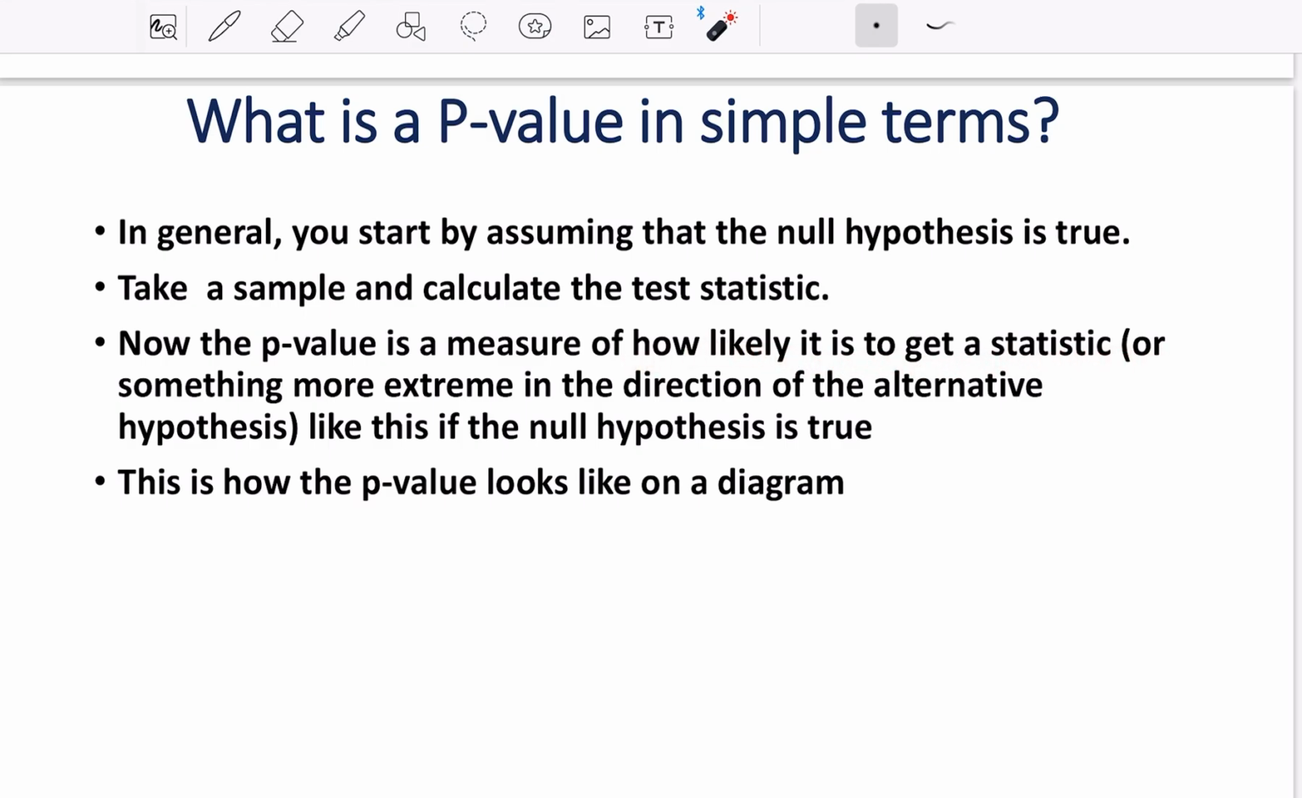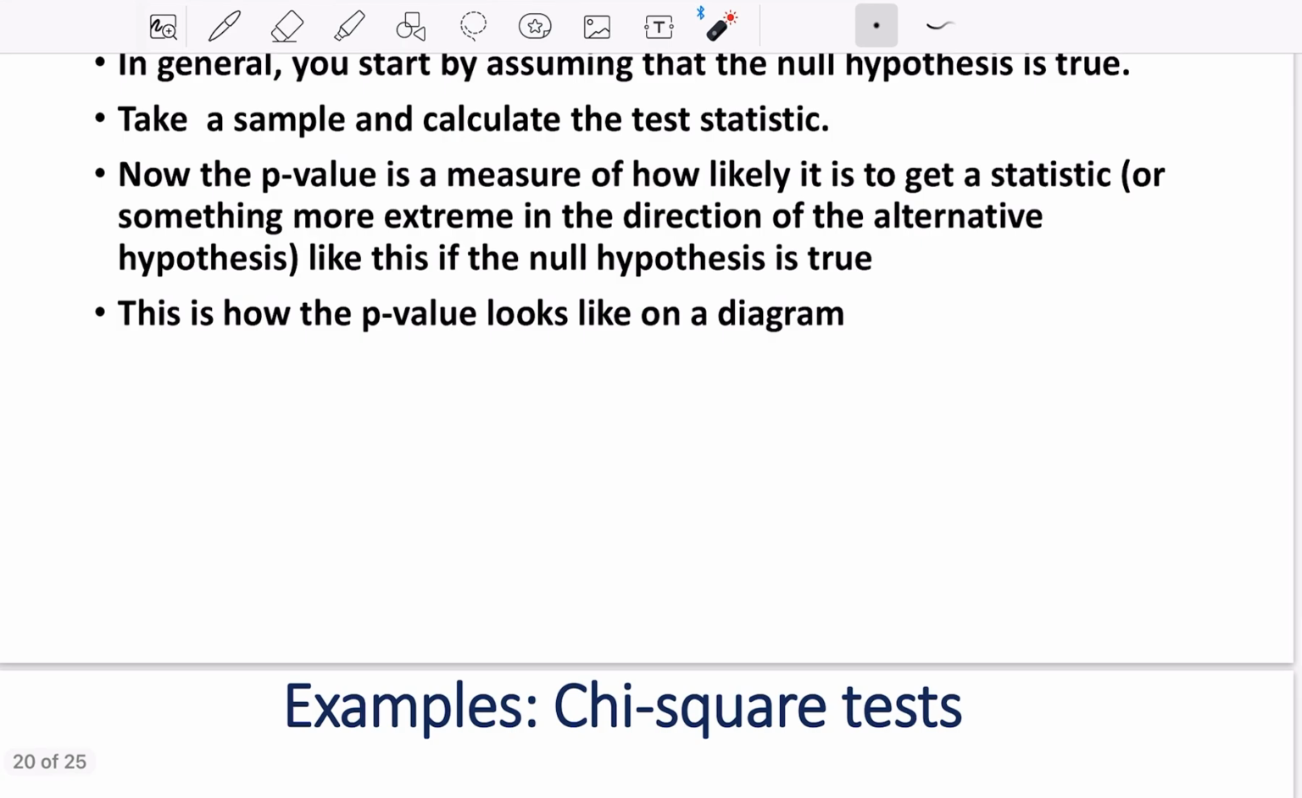Okay, so in simple terms, a p-value is a measure of how likely it is to get a statistic or something more extreme in the direction of the alternative hypothesis. That means in a way you're favoring the alternative hypothesis over the null hypothesis, if the null hypothesis is true. Okay, so how likely is it that if you take another sample, your test statistic will be around the value that you calculated now? Okay, all right.